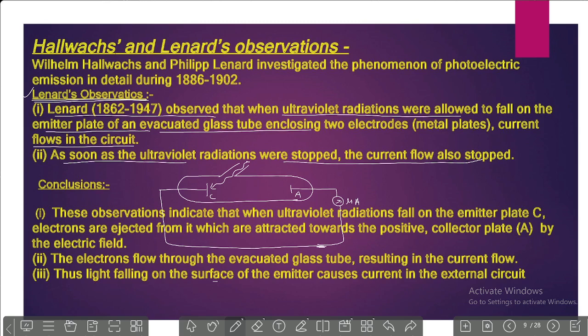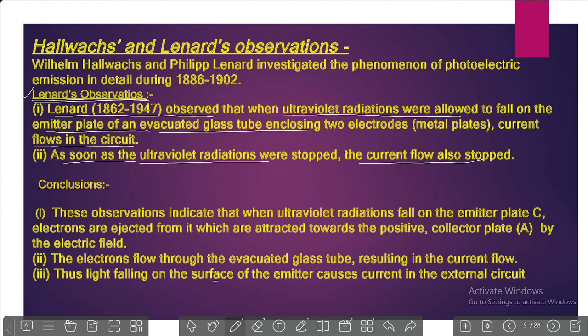Now Lenard also gave some conclusion here. So what is the conclusion? Everyone listen. These observations indicate that when UV radiations fall on the emitter plate, electrons are ejected from it, which are attracted towards the positive collector plate A by the electric field. And the next one is that the electrons flow through the evacuated glass tube, resulting in the current flow.